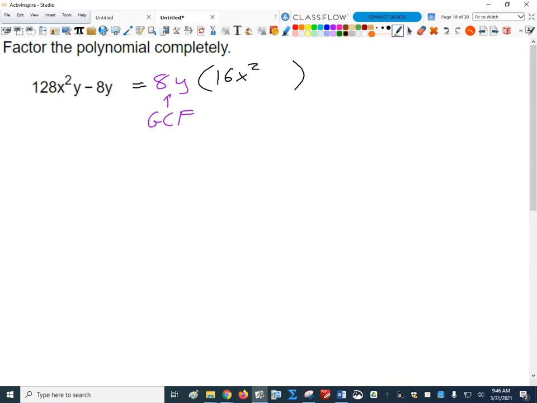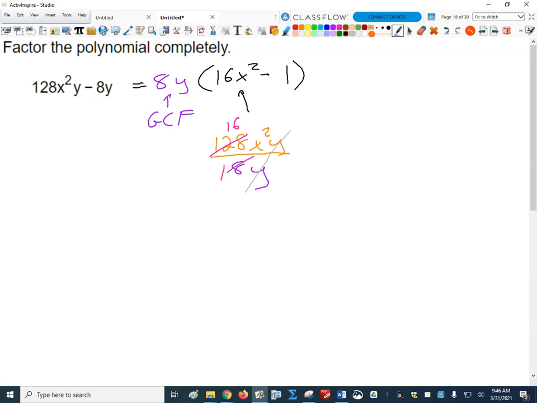16x squared. Everybody agree? Another way of doing that would be to say 128x squared y divided by 8y. Well, look what happens here. We could cancel the y's, and 128 over 8 reduces to 16 over 1, right? And so I end up with my 16x squared. Well, 8y times what is 8y? So I'm subtracting 1 there too, right?